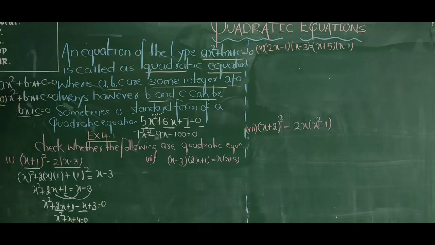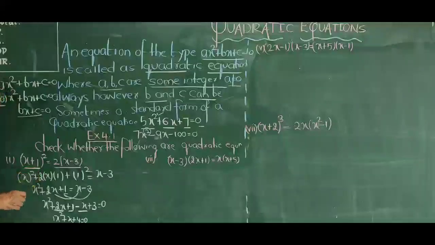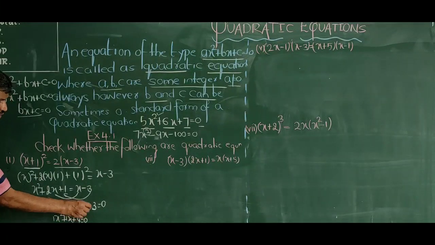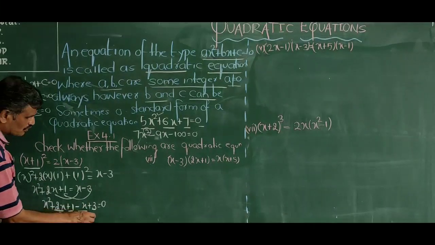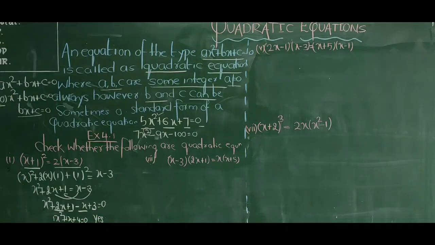So, is it quadratic? Yes, it is quadratic because it is of the type ax square, where a is nothing but 1 here, plus bx plus c equal to 0. So, we can say that yes, it is a quadratic equation because it is satisfying the condition.